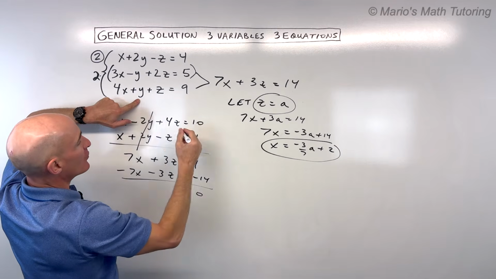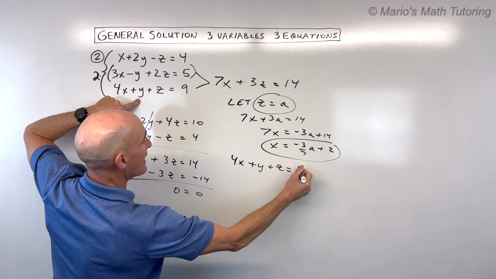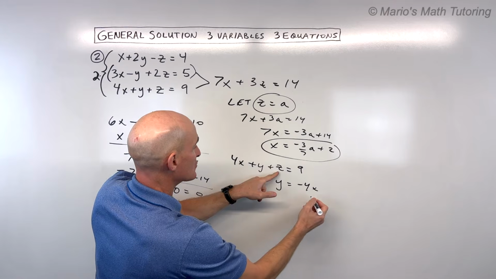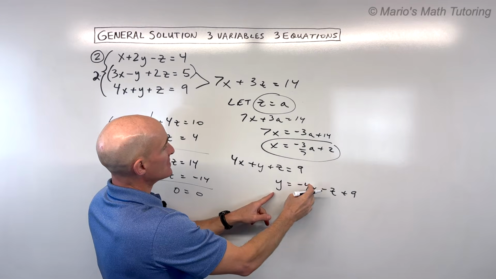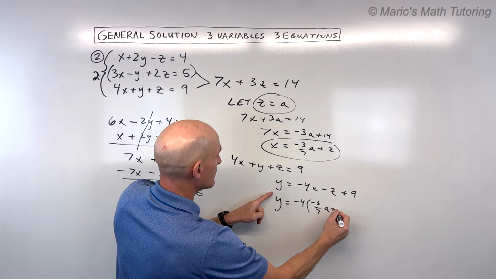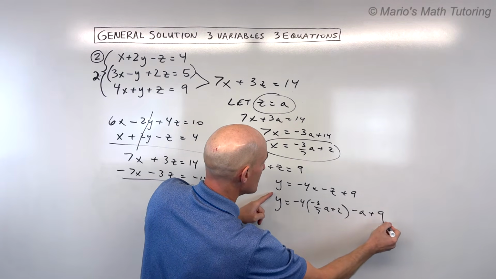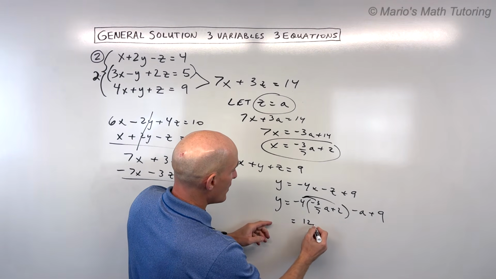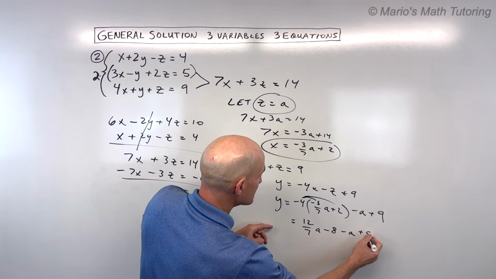So what I'm going to do is I'm going to rewrite this. I'm going to say 4x plus y plus z equals 9. I'm going to get this y by itself by subtracting the 4x from both sides, subtracting the z from both sides, and now x we know is equal to this, so let's put that in its place. Z we know is equal to a, so let's put a in its place. And then let's do a little bit of simplifying here. So if I distribute, we get 12 sevenths a minus 8 minus a plus 9.